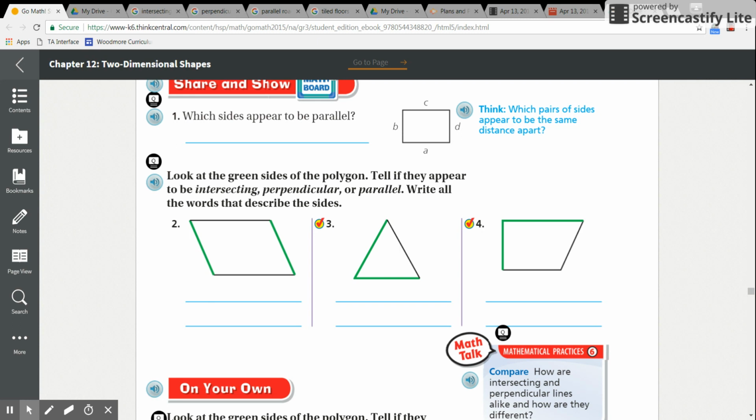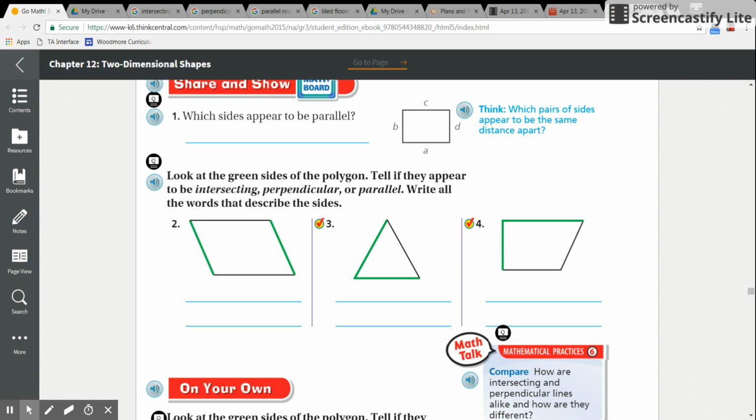Number three, we have the left side and the right side. And are they intersecting, perpendicular, or parallel? Pause it. Answer. If you answered intersecting this time, that is correct. Now, when we think of an intersection, we think of them crossing, but they are crossing right here. These lines would go on forever and actually cross. Now, it is not perpendicular because this is not a right angle.